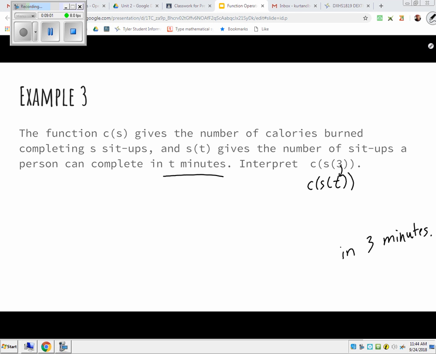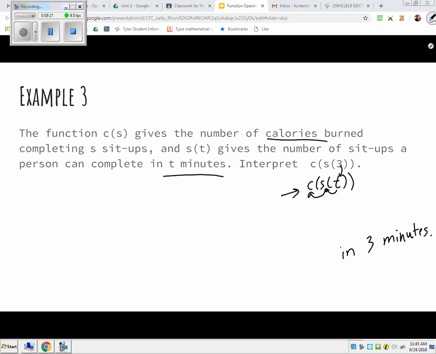Now eventually my rule is going to be work my way backwards. So I'm starting with the t. This is how many setups I could do in 3 minutes. And however many setups I do, I can get the number of calories burned. So my final answer is going to be this c right here, which is the number of calories burned.